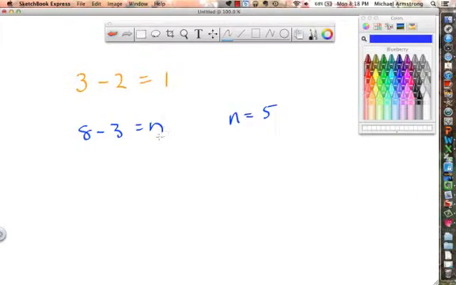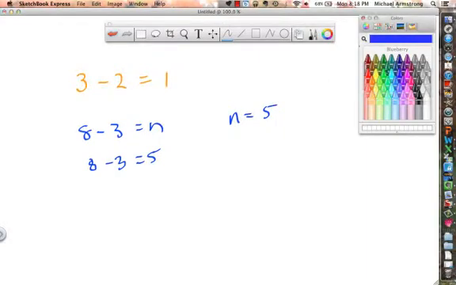And since it's also n, then n and 5 have to be the same. And if we put 5 in here, it would still work. 8 minus 3 equals 5. We can go backwards. 5 plus 3 equals 8. Moving back in the other direction.